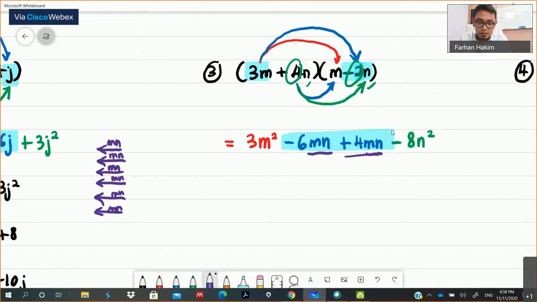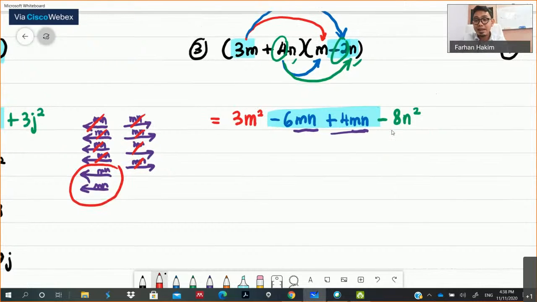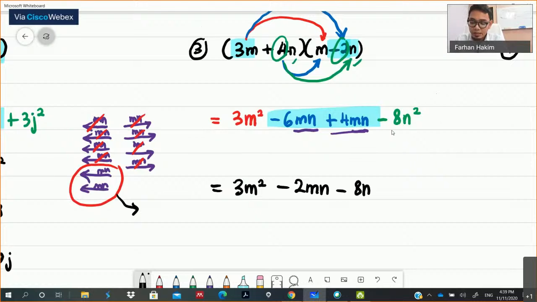Positive 4mn, meaning that you have 4 arrows to the right, all right? So now I want to cancel. Cancel kiri kanan, cancel, cancel. So we are left with this one. So that arrow is to the left, maksudnya negative, right? So we'll write our answer 3m square, right? Dua arrow ni maksudnya negative 2mn. Ke kiri itu maksudnya negative. Right, we'll have negative 8n square.